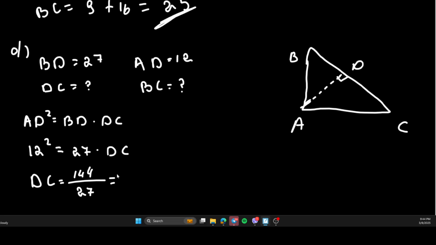How much is that? 144 divided by 27 is 5.333333. Seriously? Yeah, so it's 5.3 repeating.